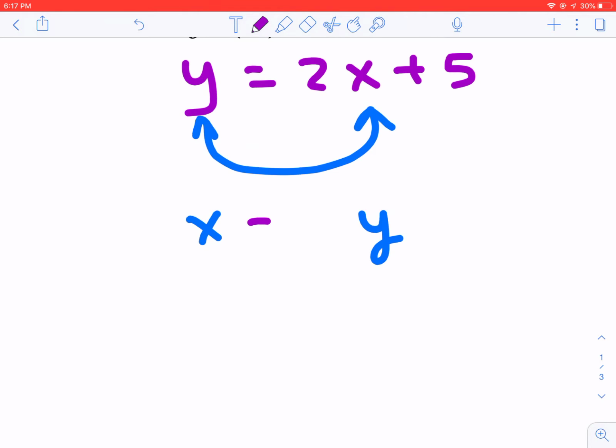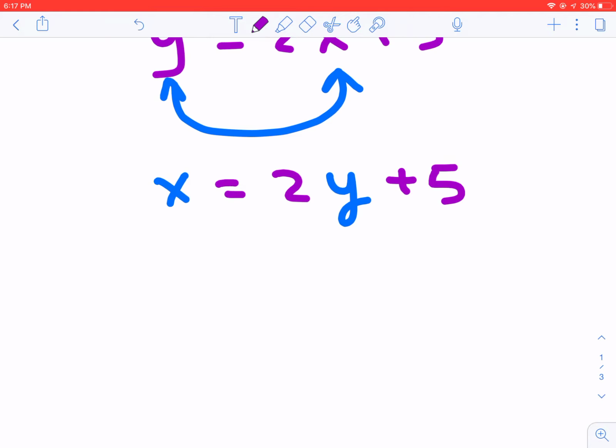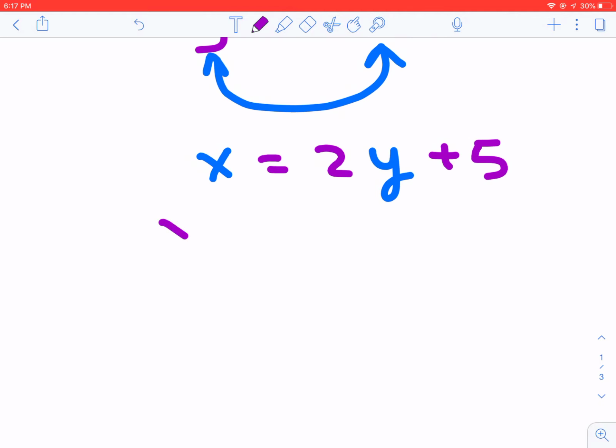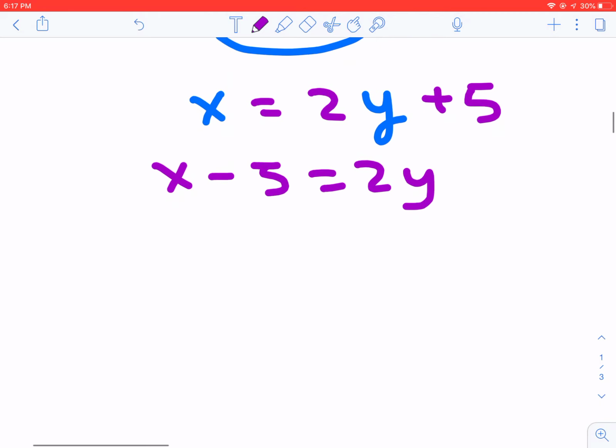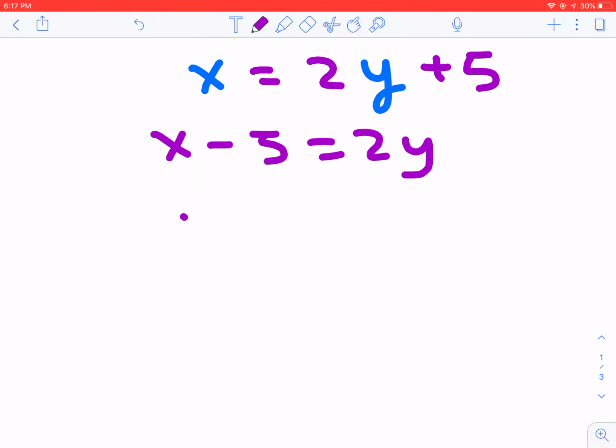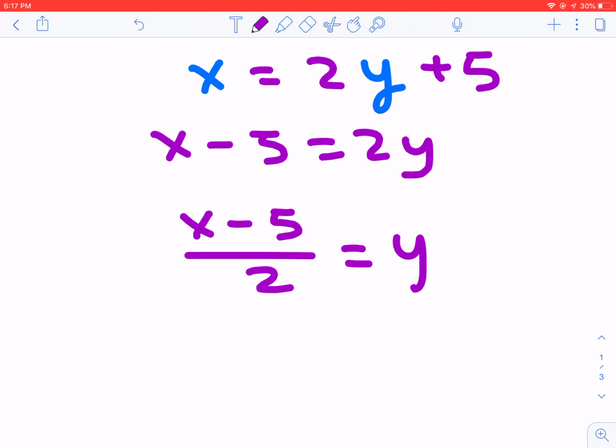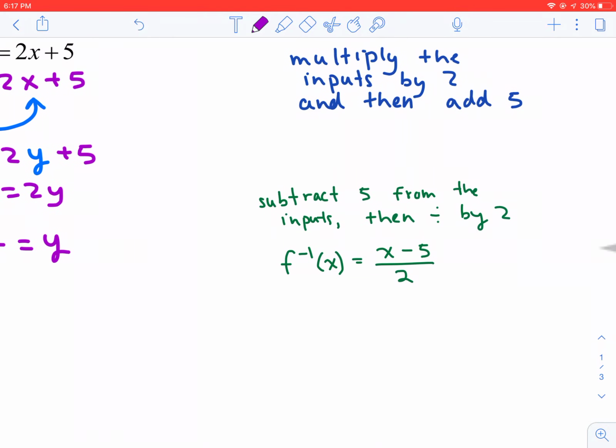So x equals 2y plus 5. And now we're going to solve for this new y, and that y is going to become our inverse function. Solving for y, we get x minus 5 equals 2y. Divide both sides by 2, and we get x minus 5, all divided by 2, equals y. And isn't that what that looks like?